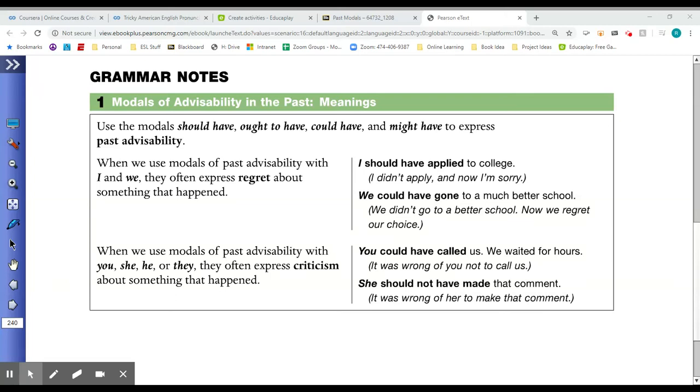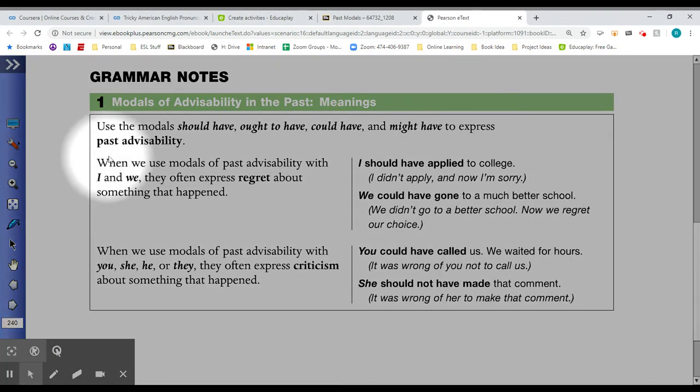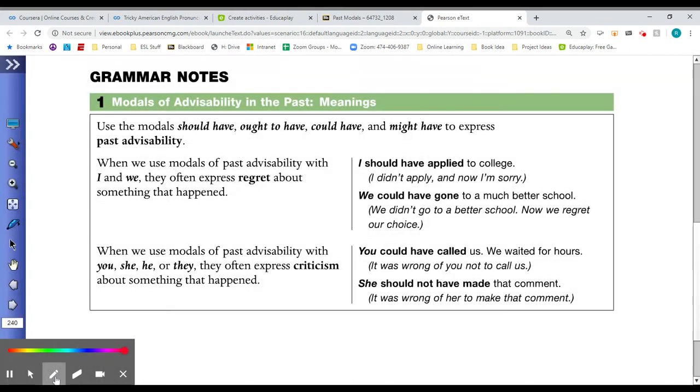Past modals, modals of advisability, grammar notes. When we use the modals should have, ought to have, could have, or might have to express past advisability or advice given in the past, the key point here is that we use this to express regret about something that happened or something that did not happen. Regret is a past action that we cannot change.